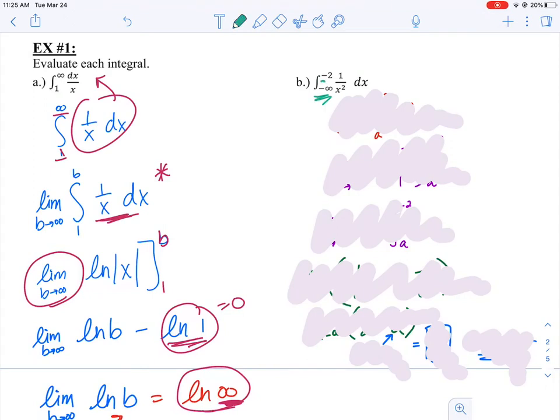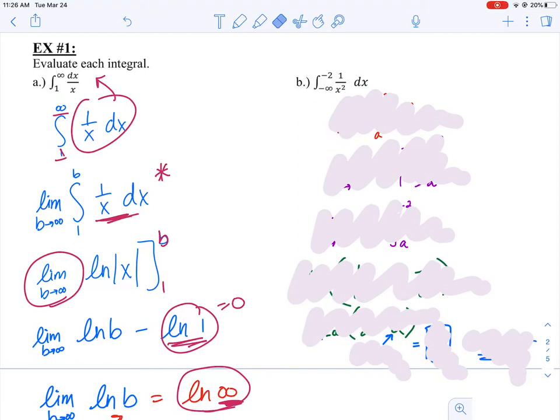From negative infinity to negative 2. So if I have this graph and I want to go from negative 2 and then go left, left, left, left, left all the way, I wonder if our area will be a convergent integral where we can actually find a value for the area, or if it's just going to keep growing and growing and growing and be a divergent area.